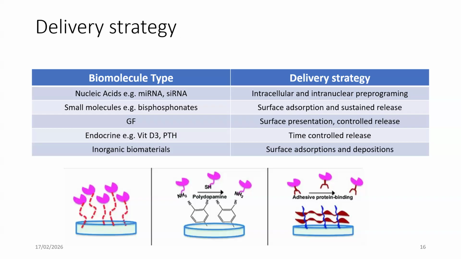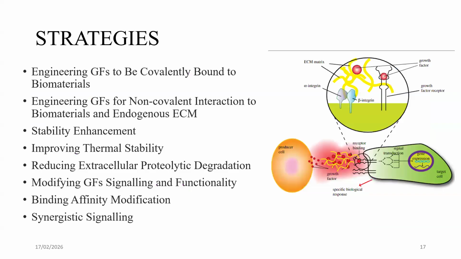Inorganic biomaterials include all calcium phosphates, apatites, and bioglass. Have you heard about bioglass? No? Okay, we'll talk about that. Usually the delivery strategies for inorganic biomaterials are surface absorption and deposition. This slide specifically targeted certain biomolecules and the delivery strategies adapted for those specific biomolecules. We talked about these strategies.